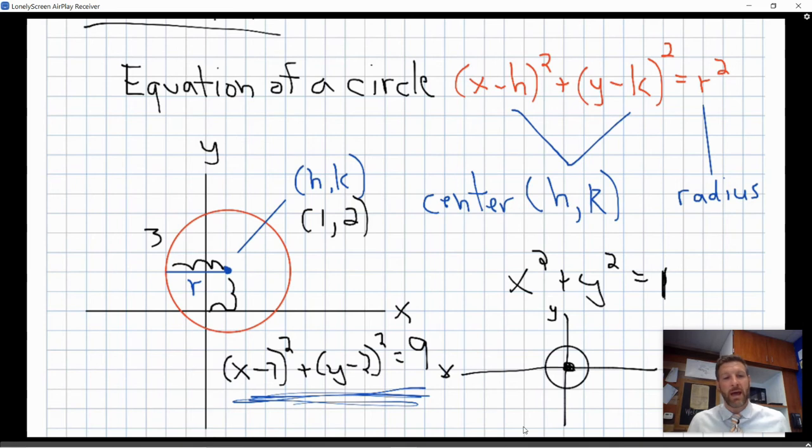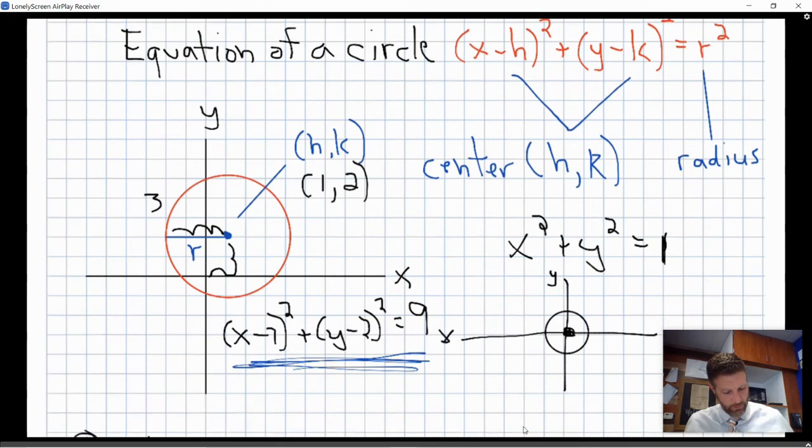That negative, when you see x - 1, don't think that's 1 to the left. When you see x - 1, that's actually 1 to the right. Okay, let's do some examples, see if we can continue to make sense of circle equations.